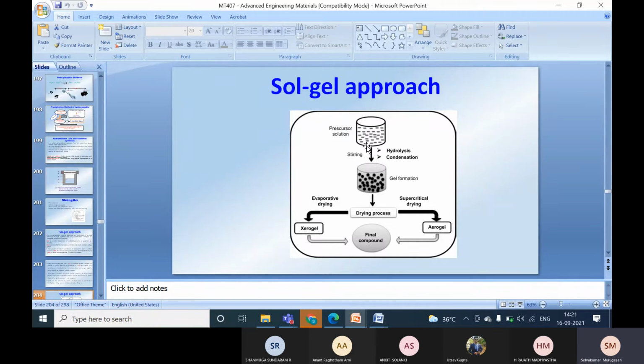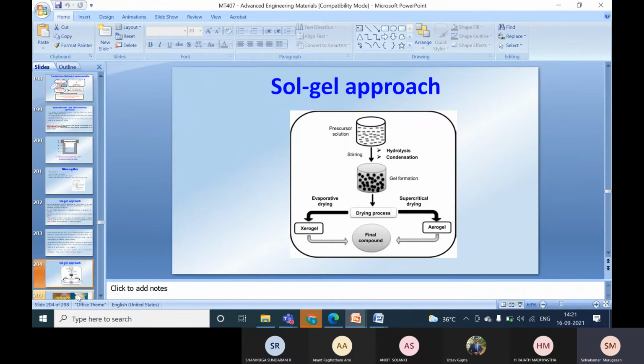So you have a precursor solution, and you dissolve it either in aqueous solution or some solvent, and then it undergoes hydrolysis or condensation reaction, and then you get increased viscosity, which is nothing but gel formation. Once the gel is formed, whatever liquid remains in the gel, we have to take it out by using a different drying process. If you use a supercritical drying process, you get an aerogel, and if you just dry it in an oven, you get a xerogel.